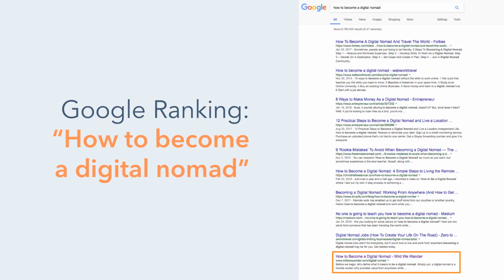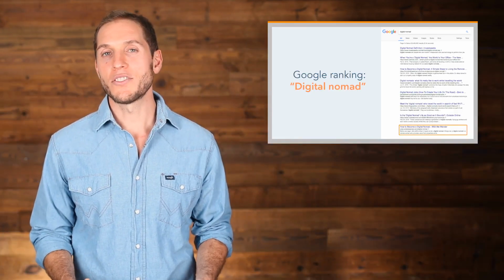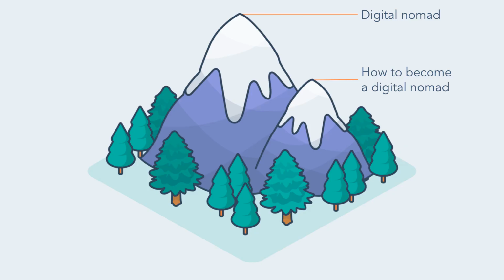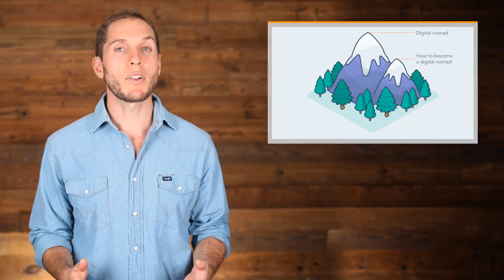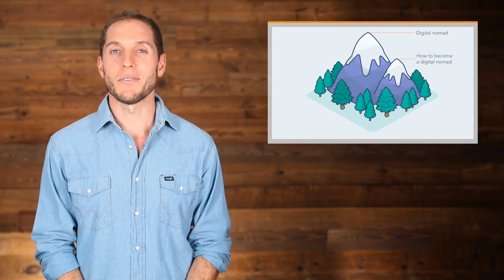Currently, the pillar page ranks on the 1st page of Google at the 10th position for How to Become a Digital Nomad. On top of that, the pillar page ranks on the 2nd page of Google at the 18th position for our North Star topic, Digital Nomad. The next step for Wild We Wander is to continue optimizing and promoting our pillar page. Doing so gives us the best chance at climbing to the summit of the 1st page and claiming the coveted #1 position. We've got a steep climb ahead of us, but with the right energy and intention, anything is possible.